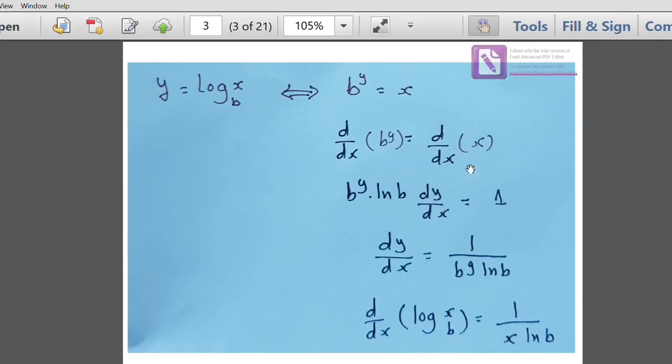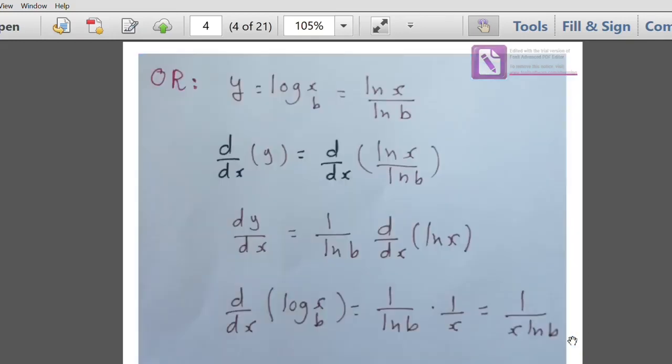The derivative of x with respect to x is 1. Then we need to put dy over dx on one side, so we divide both sides by b^y ln b. So dy over dx is 1 over b^y ln b. What is y? It is log x to the base b. What is b^y here? It is x, so we replace b^y by x. So the derivative of log x to the base b is given by 1 over x ln b.